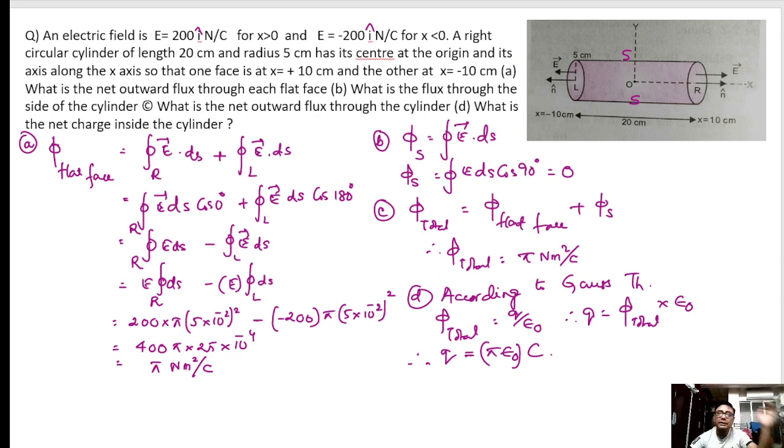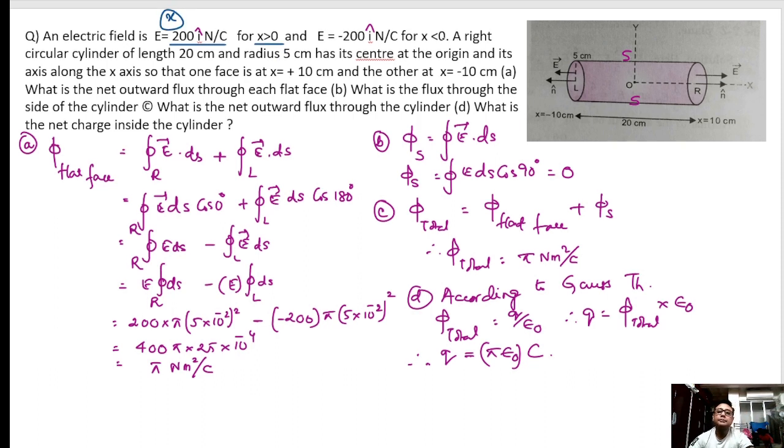Let's see, friends, the next sum. An electric field, this is the x component given for x greater than 0. That means this is the x component of the electric field. This is the minus x component of the electric field. A right circular cylinder of length 20 centimeters, radius 5 centimeters, has its center at the origin. This much is 10 centimeters, this much is 10 centimeters.